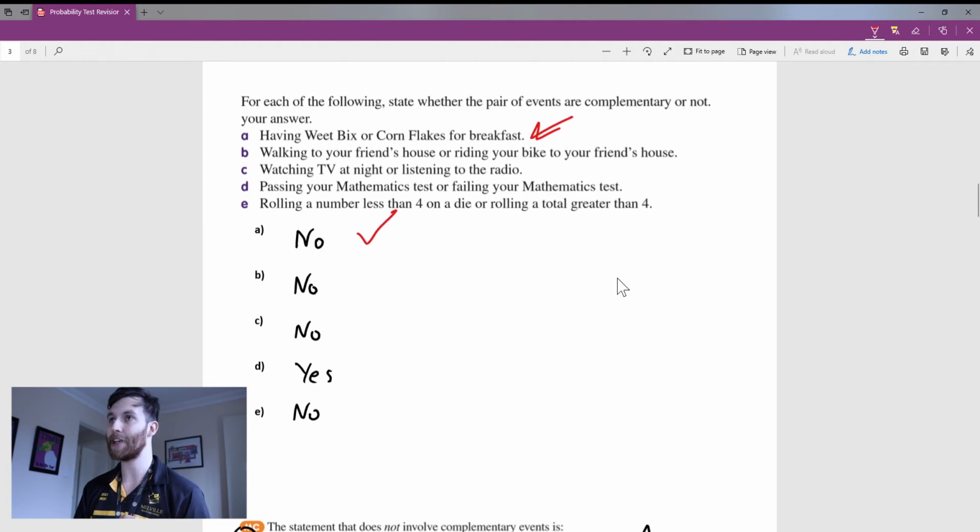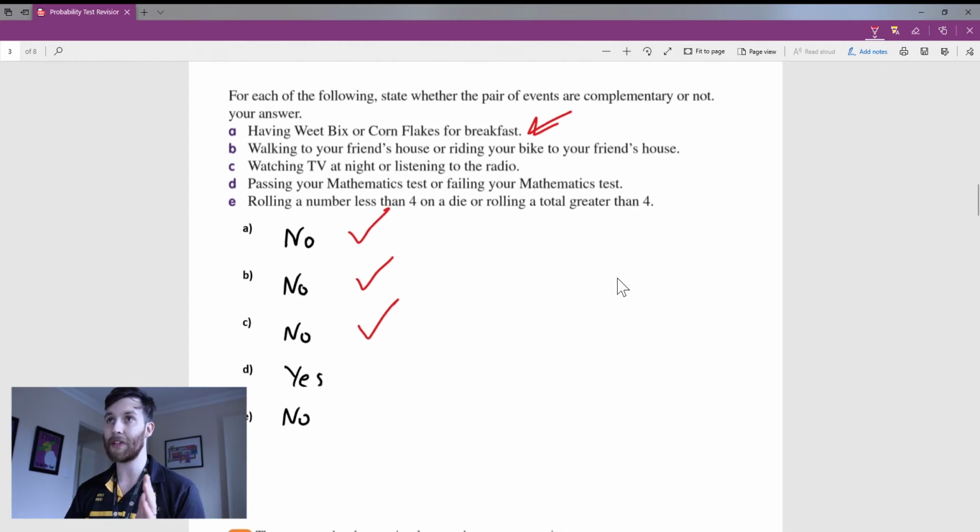Similar story for the second one. Walking or riding your bike to your friend's house, they're not complementary either. You could run there, you could get driven, you could be like Mr. Bissett and ride your electric skateboard there. They're certainly not the only two ways you can do it. Same for watching TV at night and listening to the radio. They're not the only two things that you can do.